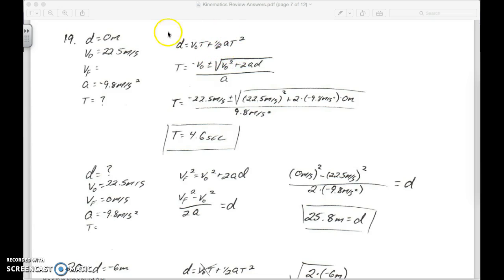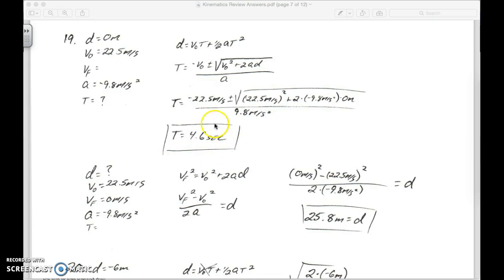The quadratic formula for this equation is time equals negative v naught plus or minus square root of v naught squared plus 2ad all over a. We can plug in our numbers. Negative 22.5 meters per second plus or minus the square root of 22.5 meters per second squared plus 2 times negative 9.8 meters per second squared times 0 for the distance or displacement, all divided by 9.8 meters per second squared, and that's going to give us a time of 4.6 seconds.